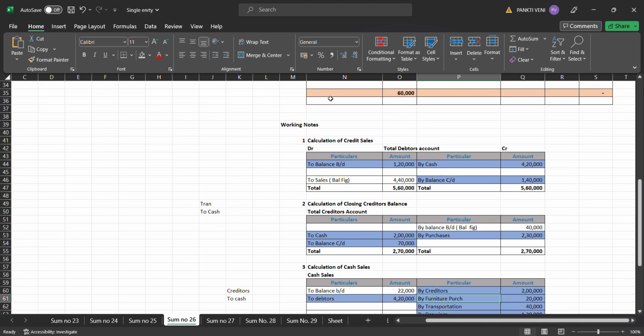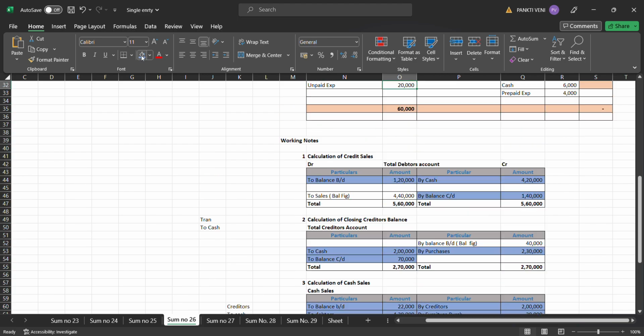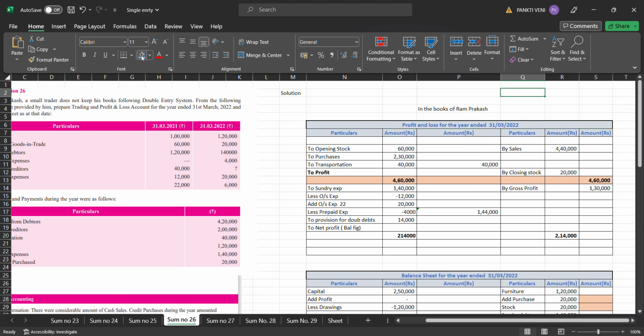I'll remove color from this. So this was done. Sales posting done. Purchase creditors posting done. Then cash posting. Here the opening balance and closing balance of cash were given to me. After posting all cash expenses and the opening and closing balance, I have cash sales as my balancing figure. So here I'll write cash sales and it will be 84,000.